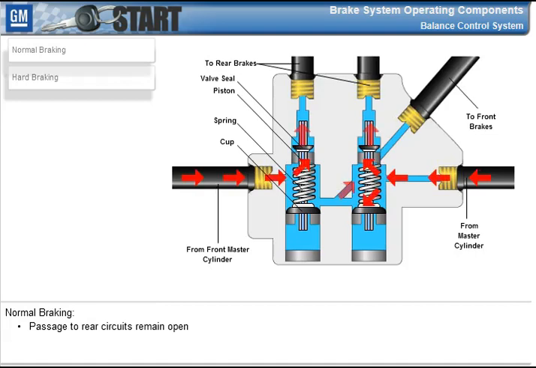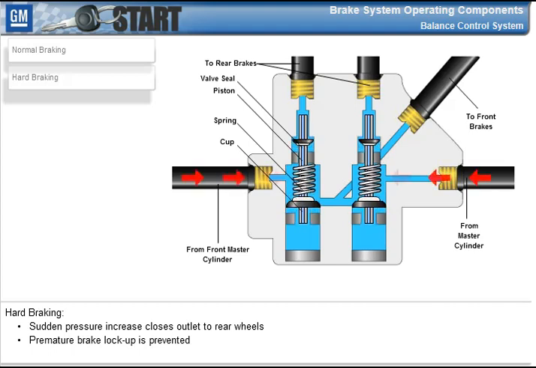During most braking, or when the vehicle is in its normal rest condition, the passage to rear wheel circuits remains open. During hard braking, the sudden pressure increase closes the outlet to the rear wheels, preventing premature lockup.